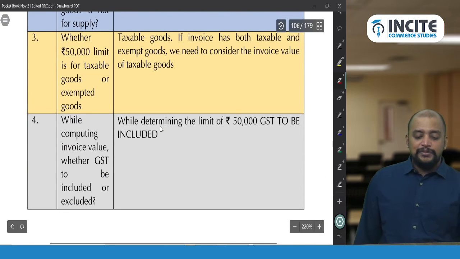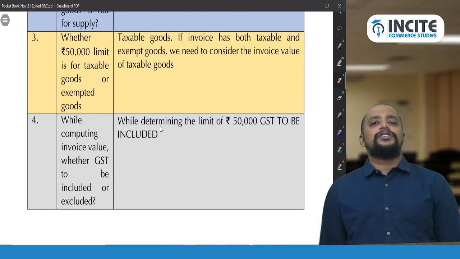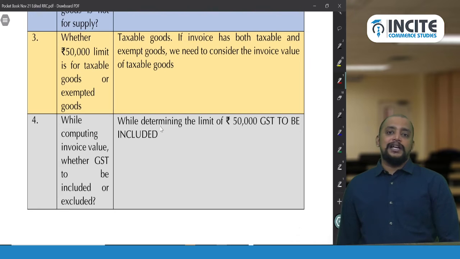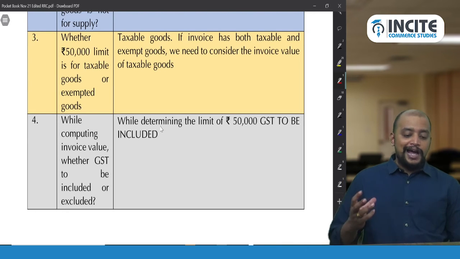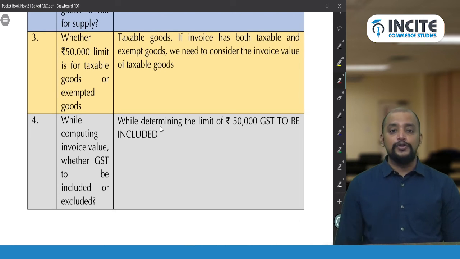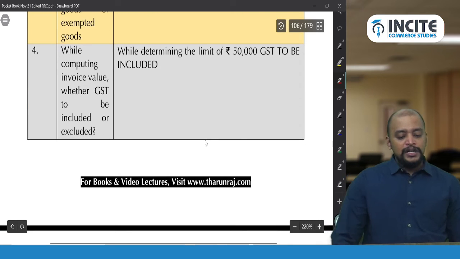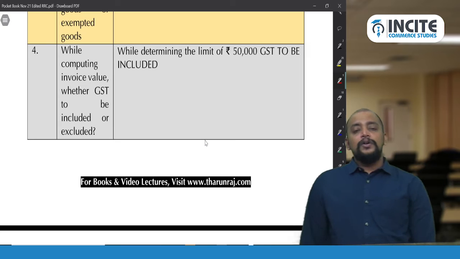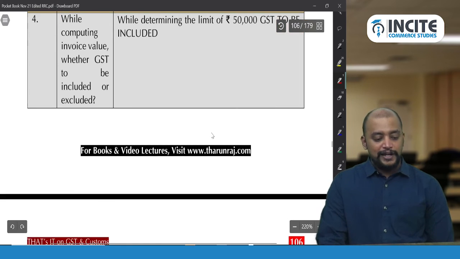Whether the 50,000 limit is for taxable goods or exempted goods, only for taxable goods. Suppose in an invoice there are both taxable goods and exempted goods, how to deal with that? In that case we need to take only the value of taxable goods, and if that value is more than 50,000 rupees, then e-way bill is required. While computing invoice value, whether GST is to be included or excluded, yes, we need to include GST. While determining the limit of 50,000, definitely we need to include GST here, okay?